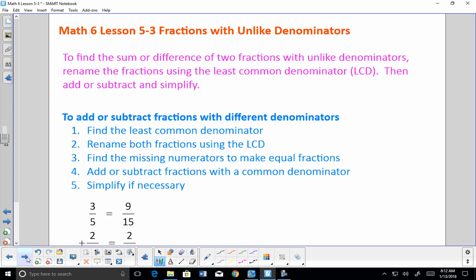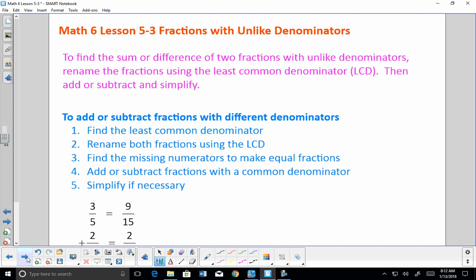Now the LCD is just the LCM, the least common multiple, of the denominators of a fraction. That's why it's called the LCD. Okay, so this is where our least common multiple comes in yet again. We learned this last chapter, and it's coming back again this chapter.